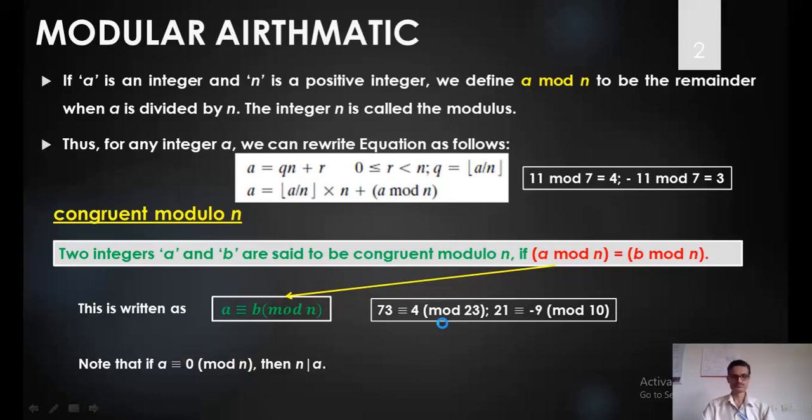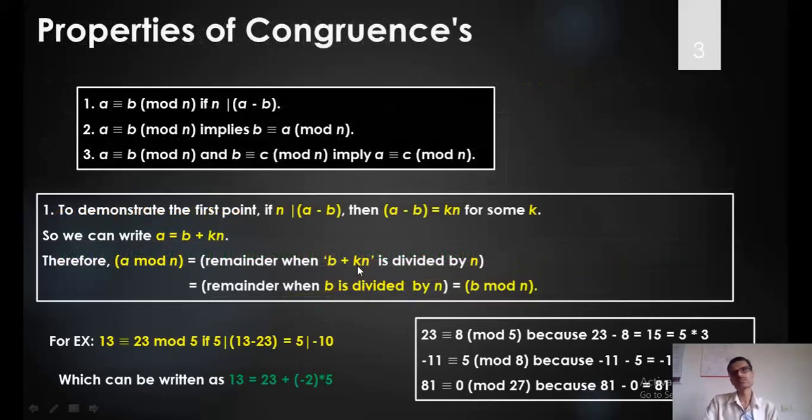Okay, now moving to the next, that is properties of the congruences. There are 3 properties in the congruence operation. The first: a is congruent to b mod n if and only if n divides completely a minus b. If this is the case, then only a is congruent to b mod n.